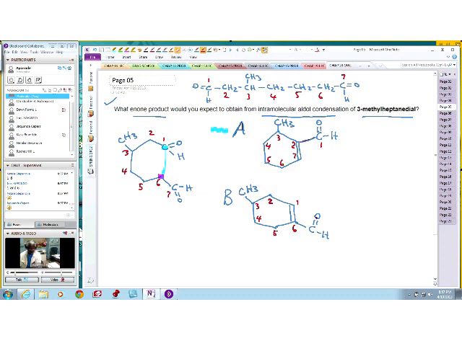Okay. Is there any other possibility? Yes or no? Any other possibility? No, because these are the only places where we could generate the nucleophilic carbon and the electrophilic carbon. So therefore, the product that you are going to get from this reaction, from this molecule here, you get 2 products, A and B.